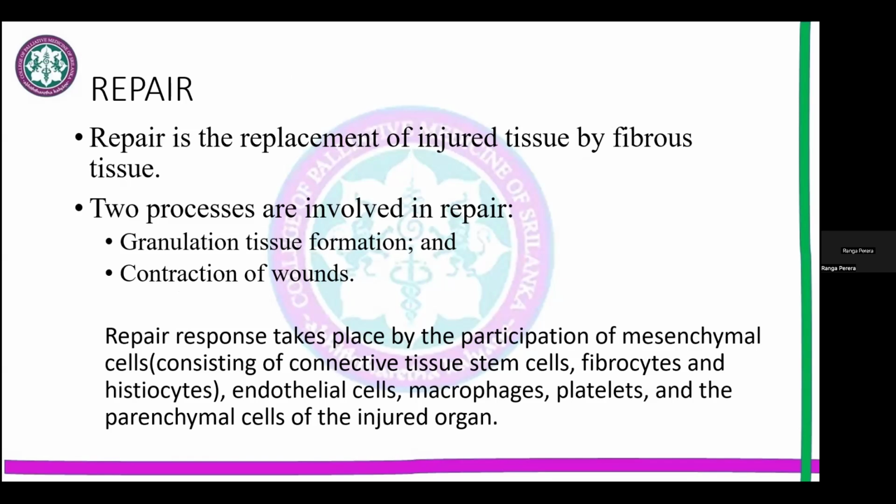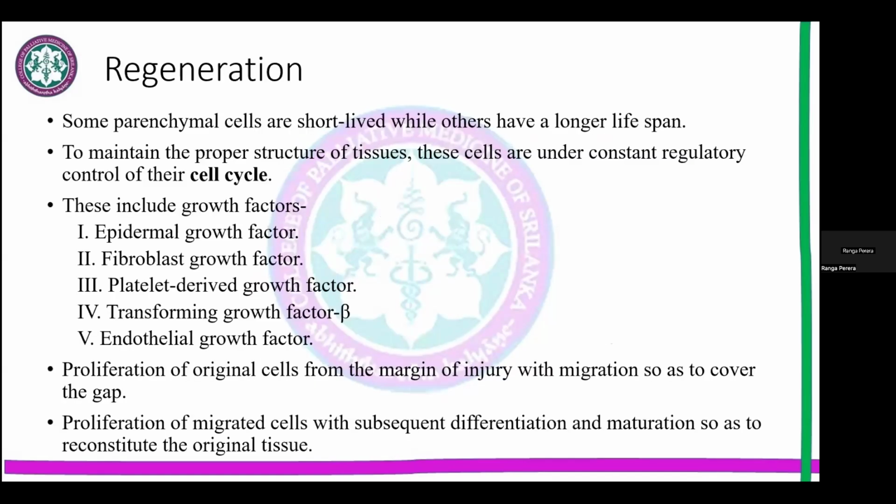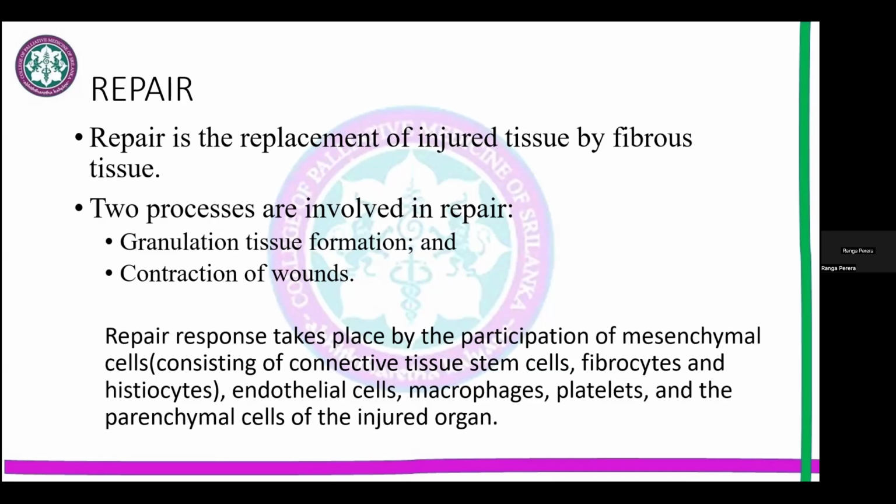Repair is replacement of injured tissue by fibrous tissue, right? Two processes are there. One is granulation tissue formation and the other is contraction of the wound. So first there will be granulation tissue formation, then there will be contraction of the wound. The repair process takes place by participation of mesenchymal cells. Earlier there were parenchymal cells, now we have mesenchymal cells. Parenchymal cells are the organ's functional cells. Mesenchymal cells are the supporting connective tissue cells.